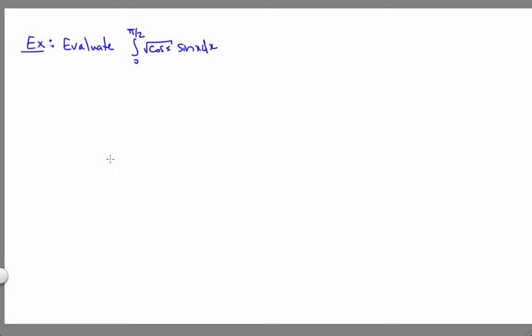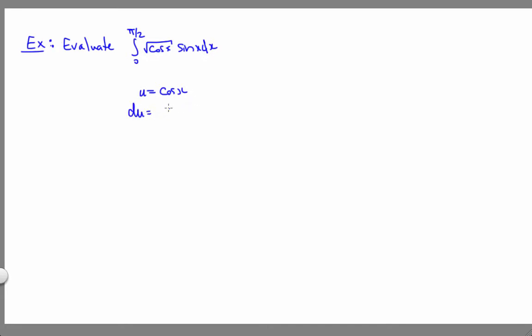Let's try a second typical example. We're going to evaluate the integral from 0 to pi over 2 of root cos x sine x dx. So this time we've got a definite integral. We can see the 0 and the pi over 2 on the integral. Those are our limits of integration. So let's run through a similar thought process as we had in our first example. Typically we let u represent any quantity that's being raised to a power. So we'd let u equal cos x.